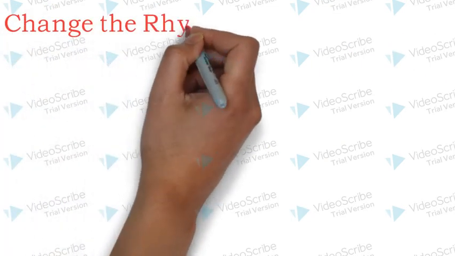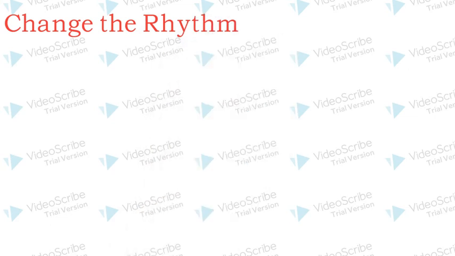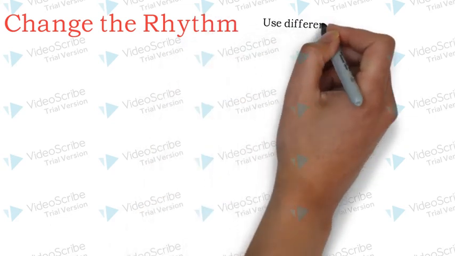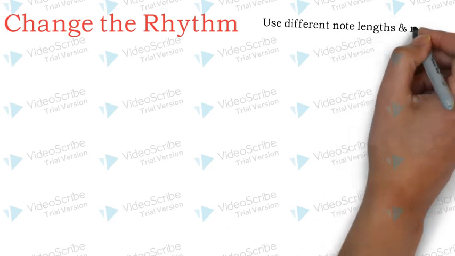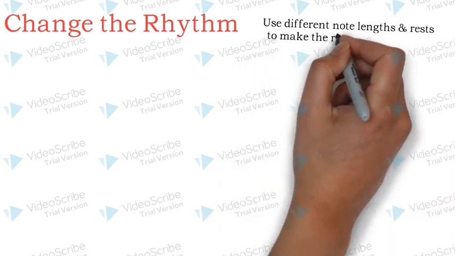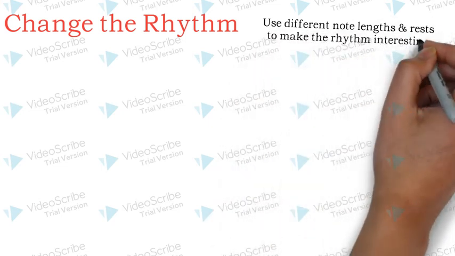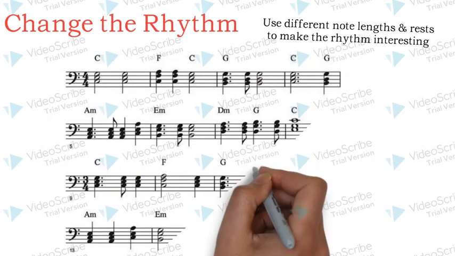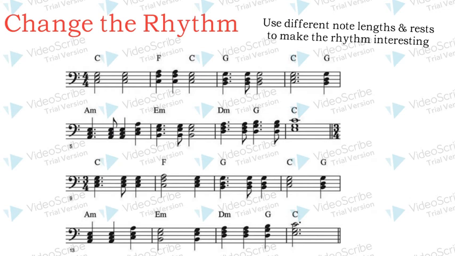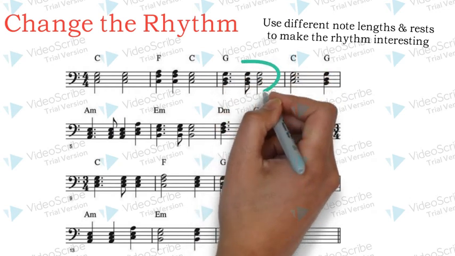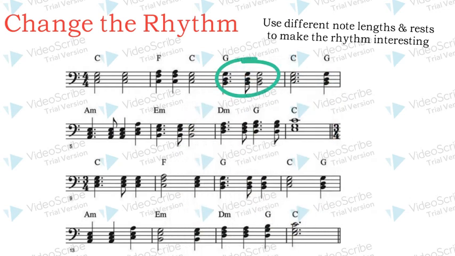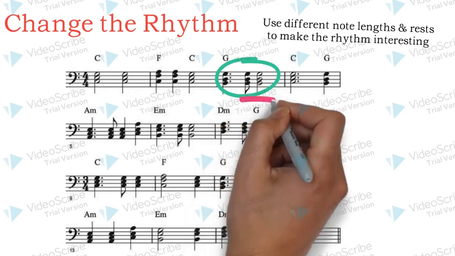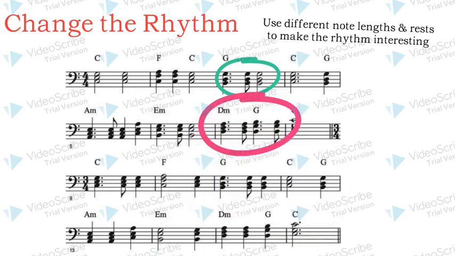Another way you can make your chords more interesting is to change the rhythm. Rather than have one or two chords being held for the length of the bar, you can use different length notes and rests to make the rhythm interesting. Look at these examples. The chords are staying the same throughout the bar, but the rhythms are changing. In some cases, there are two chords per bar, and then the chord changes halfway through.